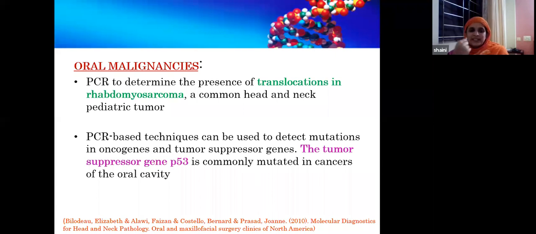Now coming to oral malignancies. In oral squamous cell carcinoma, one of the most commonly mutated genes is the tumor suppressor gene P53. Other oncogenes and tumor suppressor genes, their presence or their expression, can be assessed using PCR techniques. In rhabdomyosarcoma, the presence of translocations can be found out. Basically, as in every other tumor in the body, in oral malignancies also, PCR tests can be used to find out whether a particular gene is expressed or not, whether it is overexpressed, underexpressed, etc.